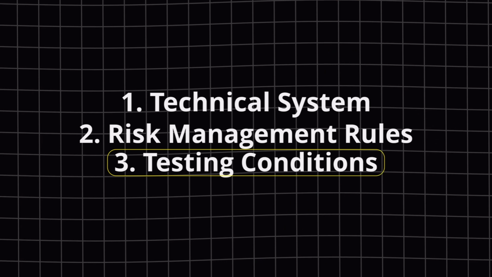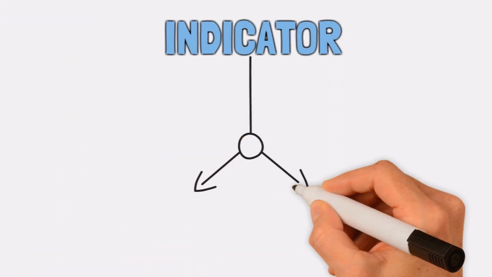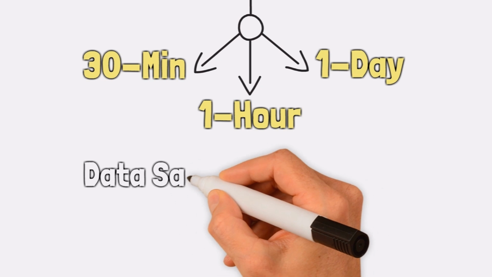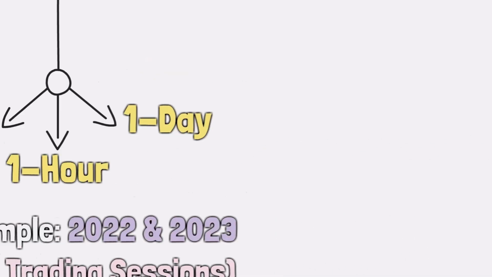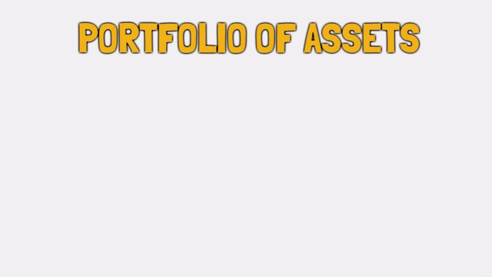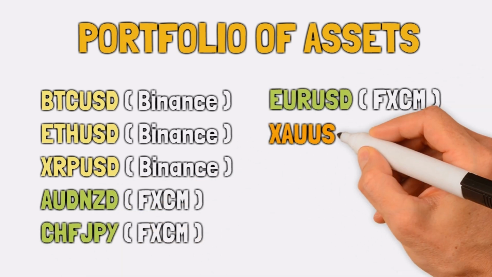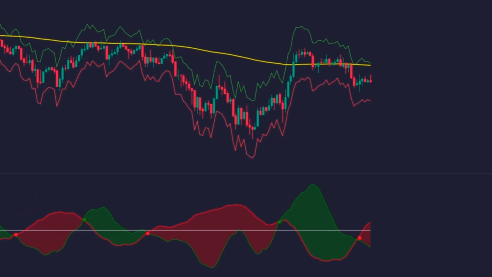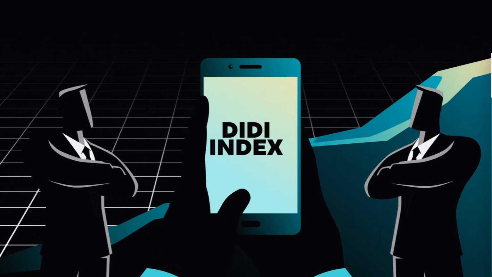And regarding the testing conditions, we will backtest the indicator on the 30-minute, 1 hour and daily time frames using data from 2022 and 2023 across a diverse asset portfolio: Bitcoin, Ethereum, XRP, 3 currency pairs, gold, oil, the S&P 500 index and the Apple stock. And in short, these are our backtest conditions. Let's now see how the Didi Index will perform.